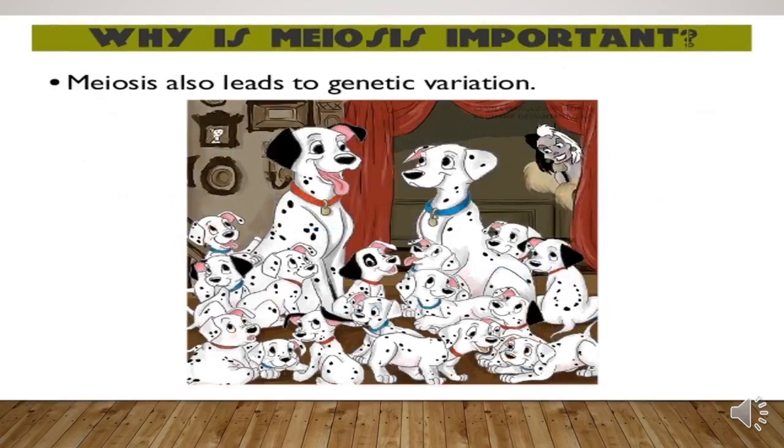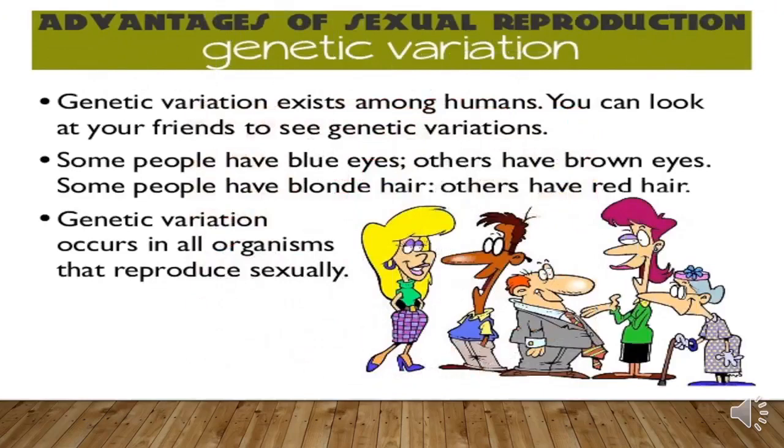Meiosis is also important to genetic variation. Genetic variation exists among humans. You can look at your friends to see genetic variation. Some people have blue eyes, others have brown eyes, and some people have blonde hair, others have red hair, and others have black hair. Genetic variation occurs in all organisms that reproduce sexually.